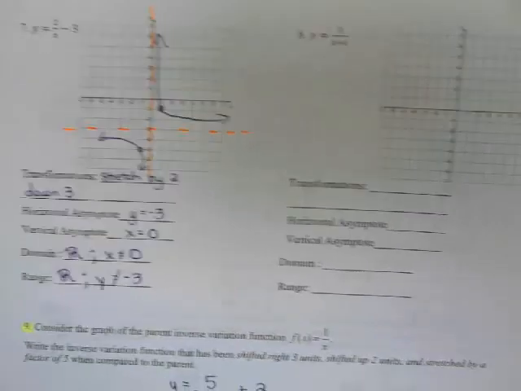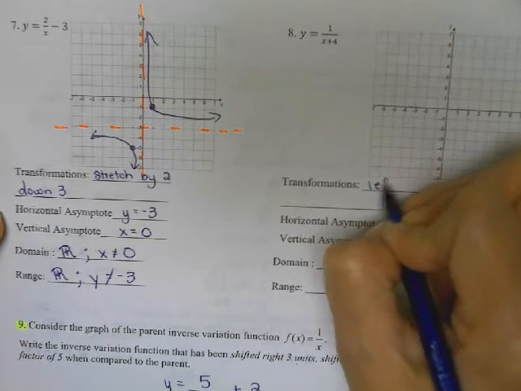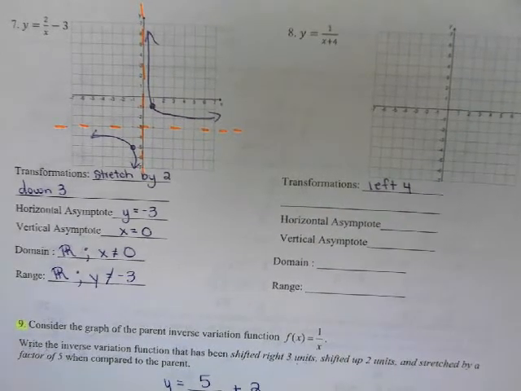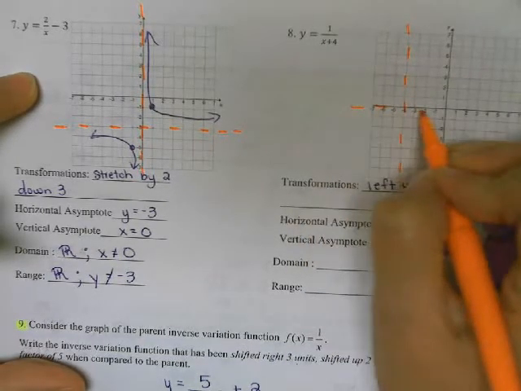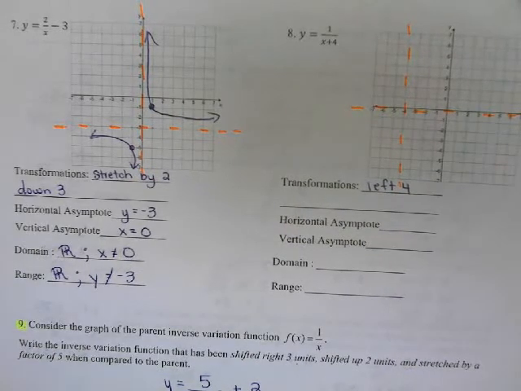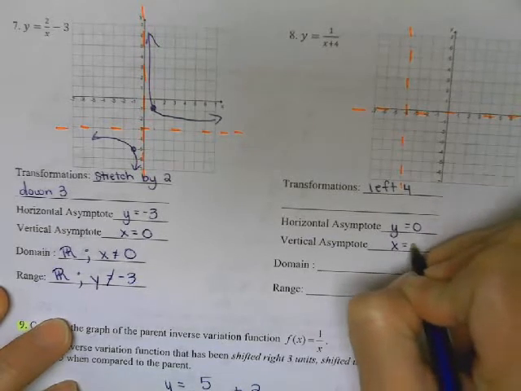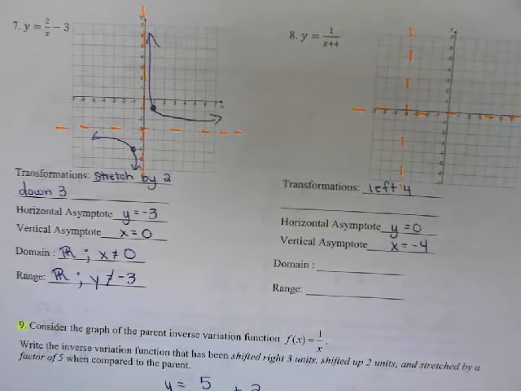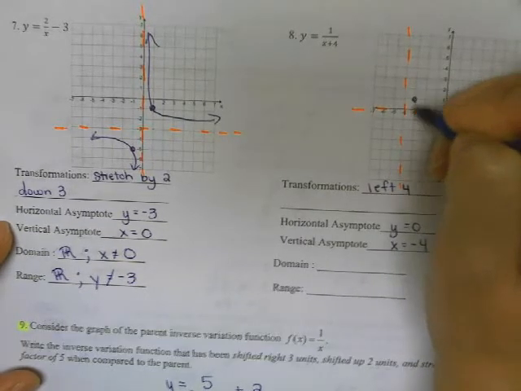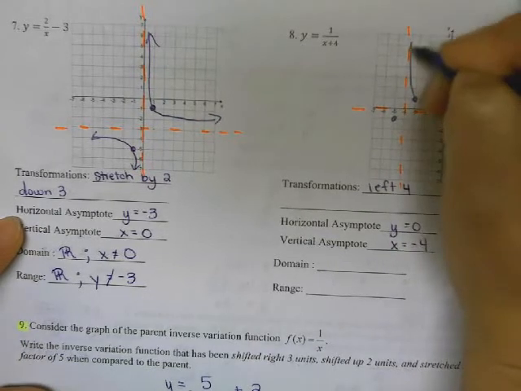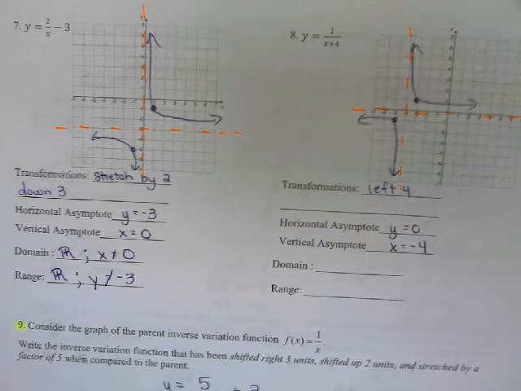Okay. On number 8, I have 1 over x plus 4. So the only transformation that is occurring is that you are moving left 4. If I move left 4, that moves that vertical asymptote, but your horizontal stays at 0. So your horizontal is still at y equals 0, vertical is at x equals negative 4. You're not stretching, so when I go to plug this in, my intersection of my asymptotes, right one, up one, left one, down one, and again, use those asymptotes as your boundary line.